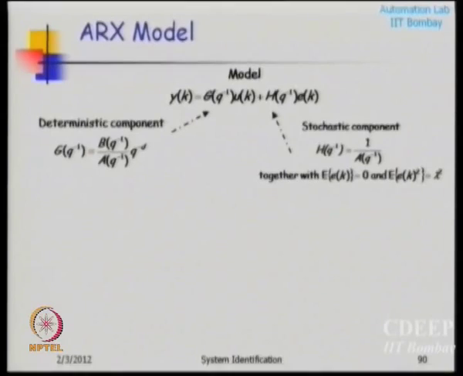White noise source is hypothetical. This hypothetical white noise source is actually driving the unknown component; we model the unknown component as if a white noise is passing through a filter. What is this filter? 1 upon AQ. That is the filter. So the trick to model unmeasured disturbances is to model it as a white noise source which is passing through a difference equation. That is the basic idea used in time series modeling.